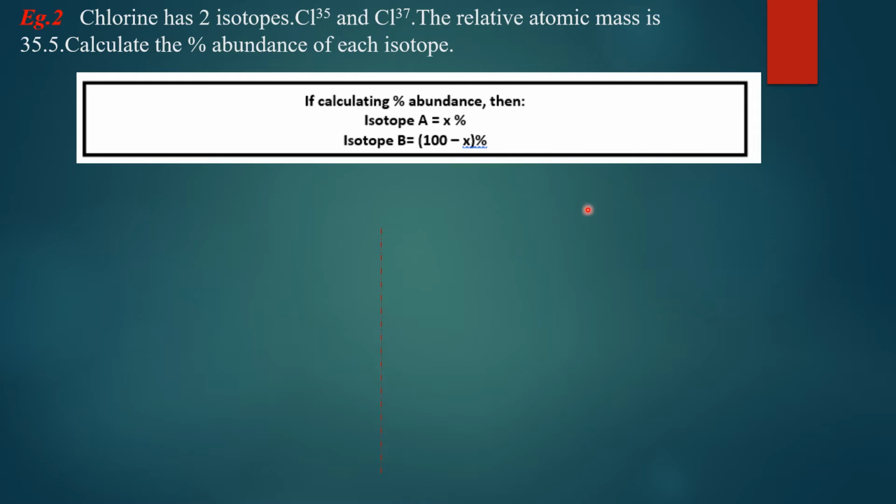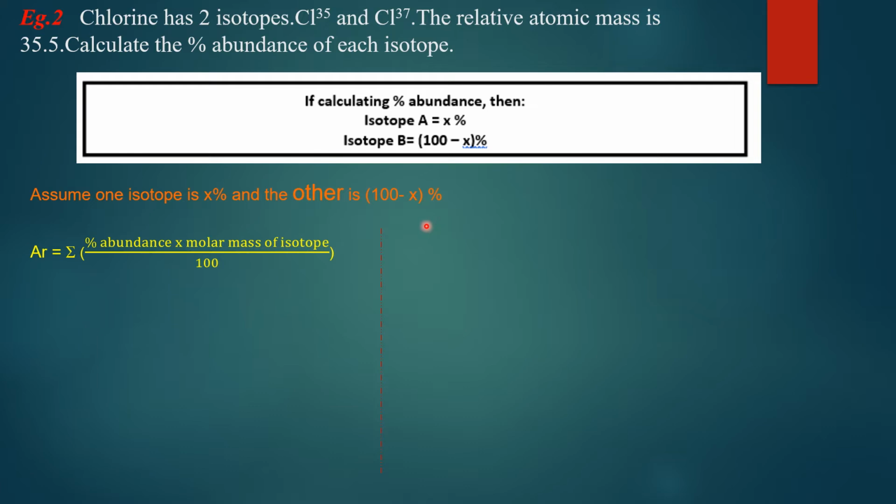It doesn't matter which isotope is X%. You can choose any of the isotopes to be X%. We will come up with the same answer. So let's just say one of the isotopes is X%, and once we write the formula down, let's choose chlorine 35 to be X%. Therefore, chlorine 37 will become 100 minus X.